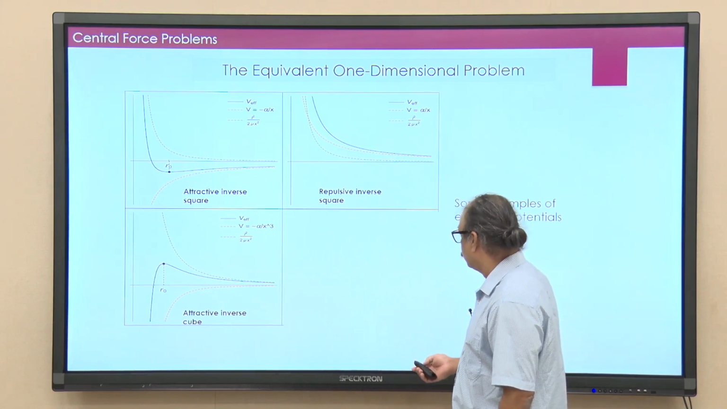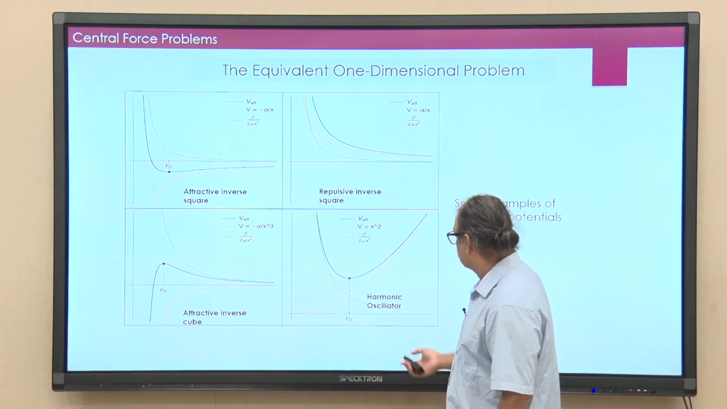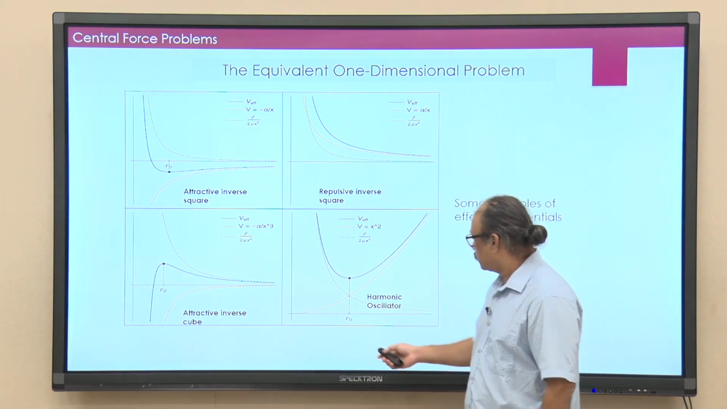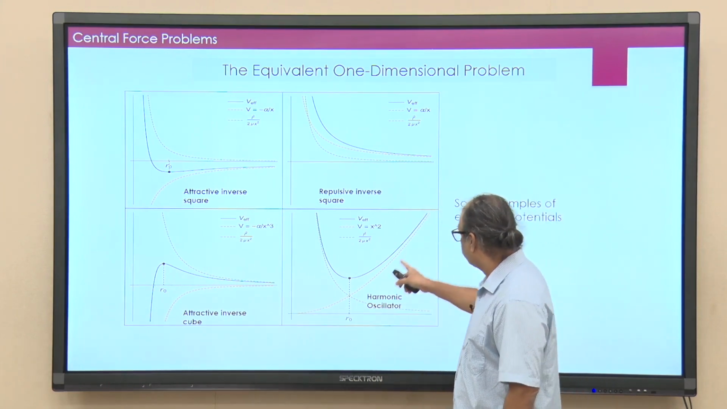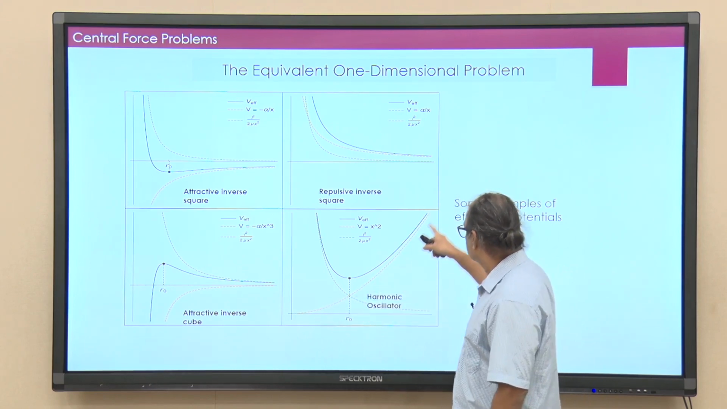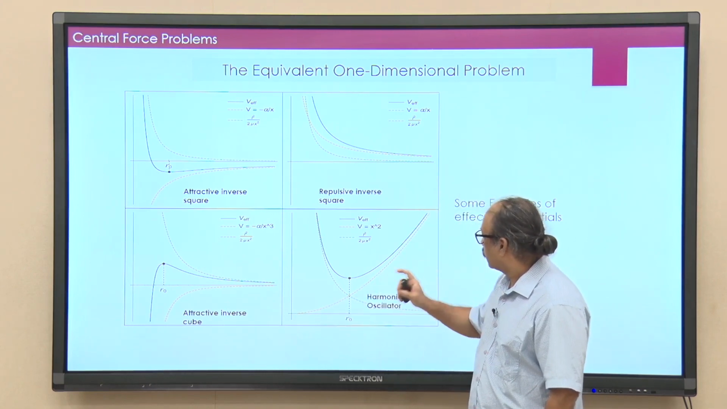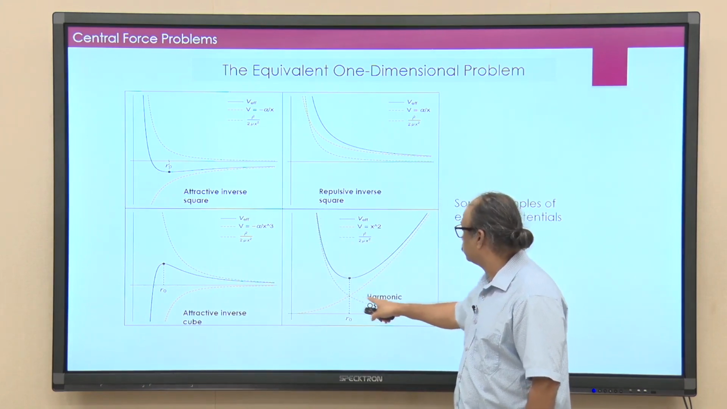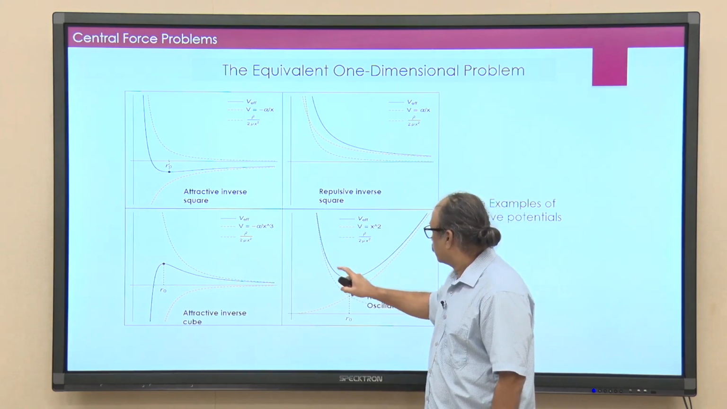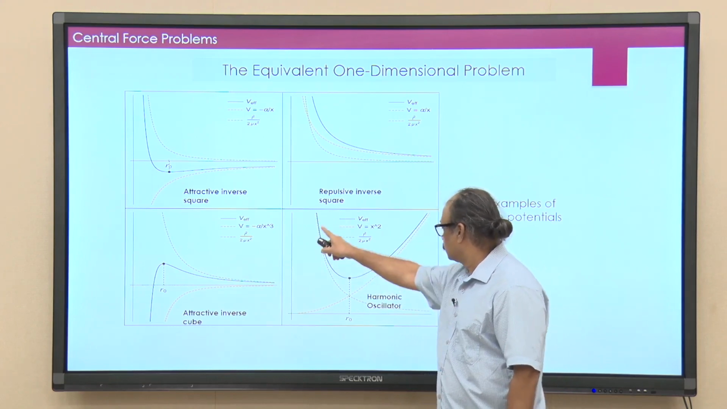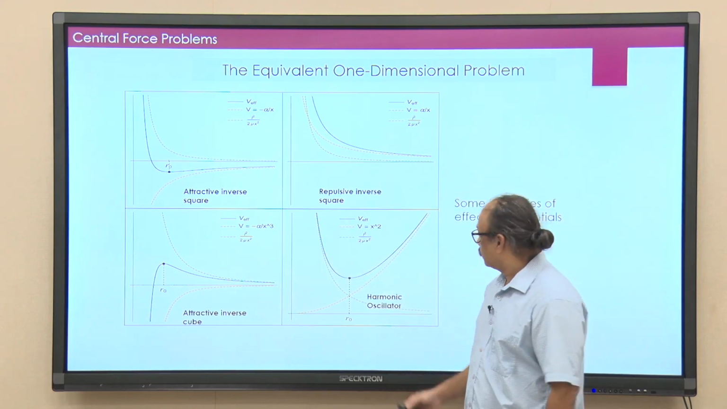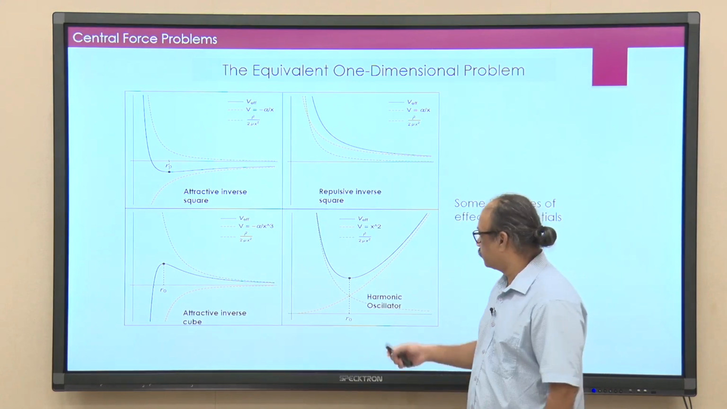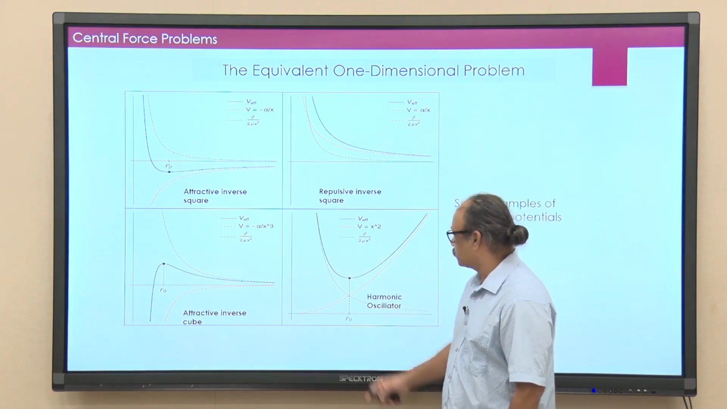And here is one more example. This is our standard Hooke's law or harmonic oscillator. The potential goes as half r square. So, it is increasing as r goes to infinity, and you have this centrifugal potential term here. Okay. And when you take the sum of these two, you get something like this. So, this is your effective potential for the harmonic oscillator. This also has one minimum.